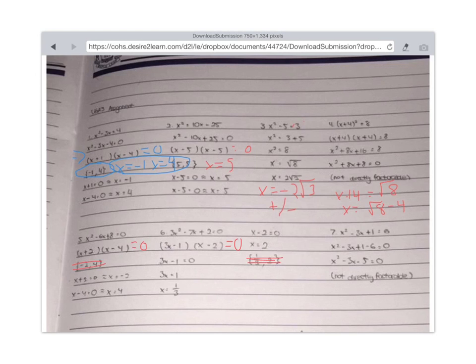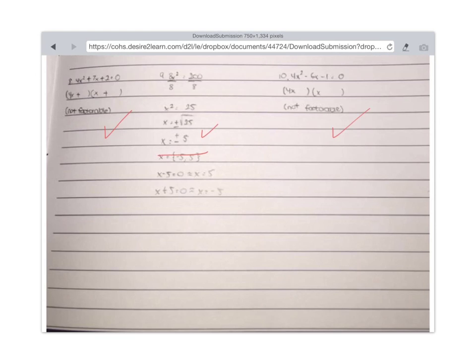And for number 7, if this one doesn't factor, then that's correct to say not factorable. And in the next section, you're going to learn how to work with equations and still find a root even if you can't factor them. So for the last 3 questions, you're correct that 8 and 10 will not factor. And again, you'll learn how to solve those in the next section.